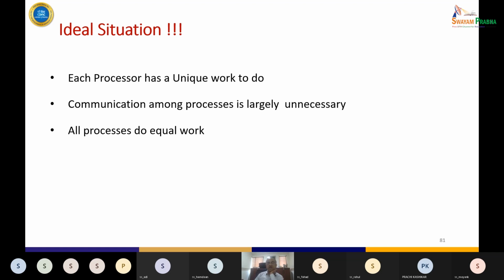Communication among them is largely unnecessary because communication takes time. Memory to CPU bandwidth is much larger than CPU to network interface card. And then the delays, the latencies, the bandwidth, all that comes into the picture. And finally, all processes do equal work. In the morning we saw the barrier, because they all have to arrive at it. You divided the work, let's say among 10 workers, all 10 of them are equally fast, all 10 of them finish in 15 minutes, and then you take whatever they have done and put it all together.